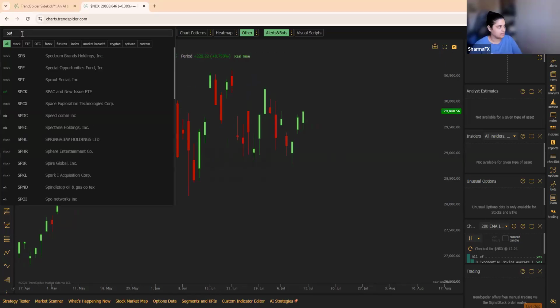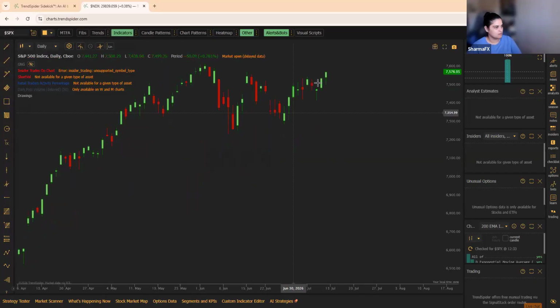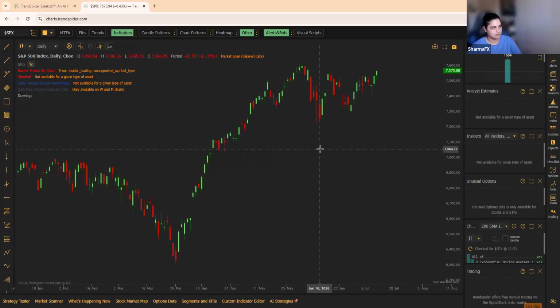Then I'm going to look at what is happening with the S&P 500. I'm seeing a lot more bullish volume here. So overall, it seems like there's already some pre-positioning that's happening here.